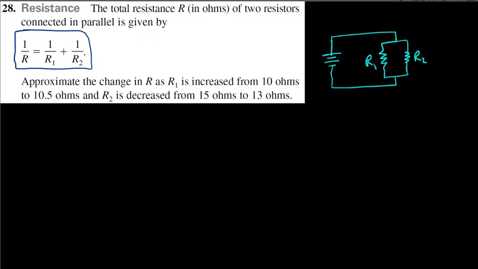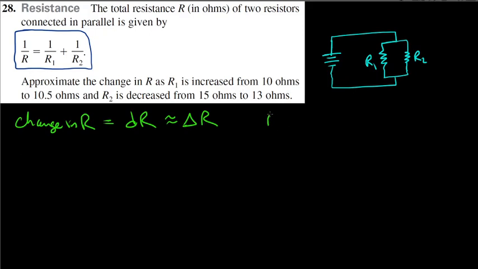And so the question is to approximate the change in R. We can just use dR for that. We don't have to find delta R. We're just going to approximate, so this will be approximately the true change in R.